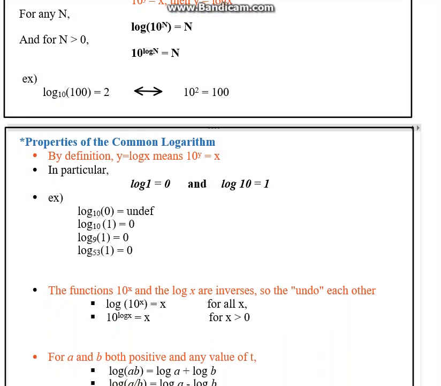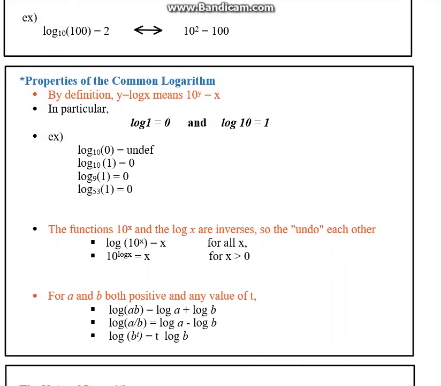Okay, again moving on, properties of the common logarithm. By definition, y equals log x means that, as we said before, 10 to the y is going to equal x. In particular, these two are important ones that you should keep in mind because they will come in handy. Log 1 is always going to equal 0 because no matter which number you use, these are all always going to equal the same number, which is 0. Oh, my bad. 1, not 0, 1.